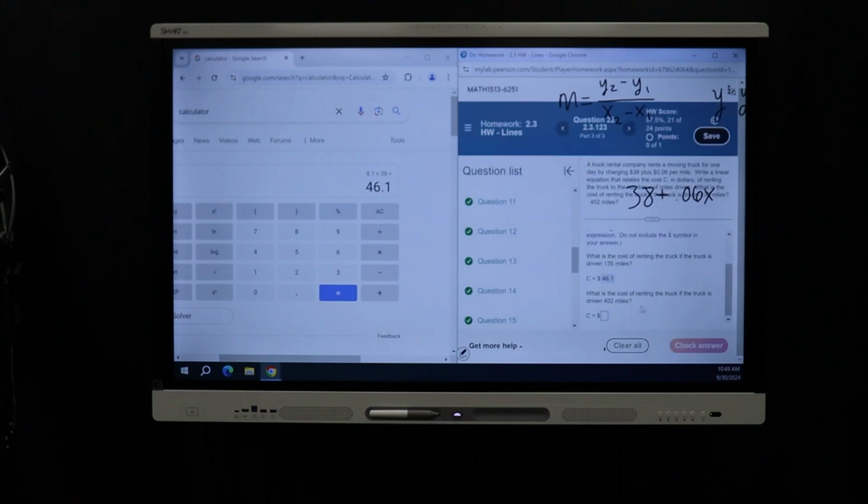Okay, and then the next one asks for 402 miles, so we're going to have 0.06 times 402 miles plus 38, which is $62.12.